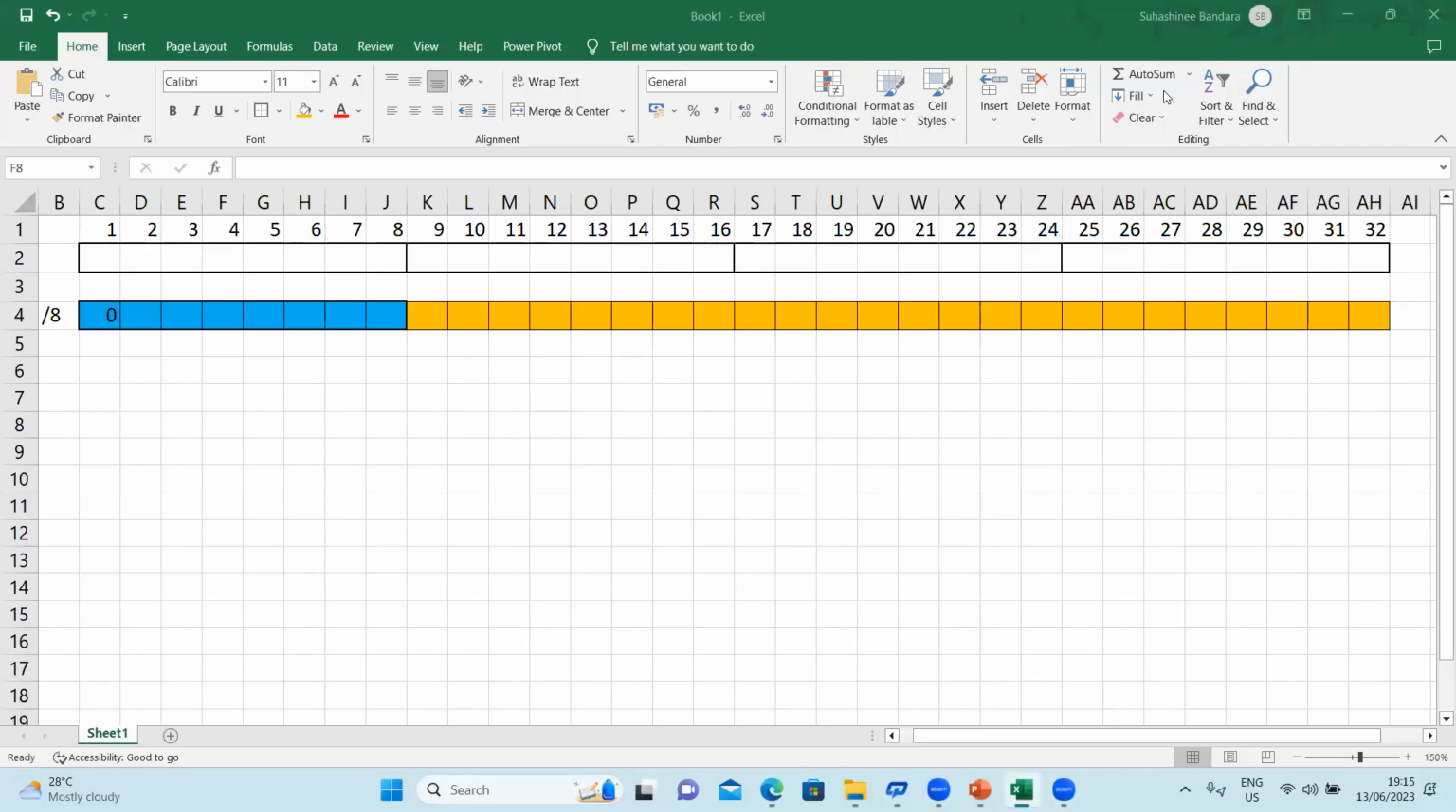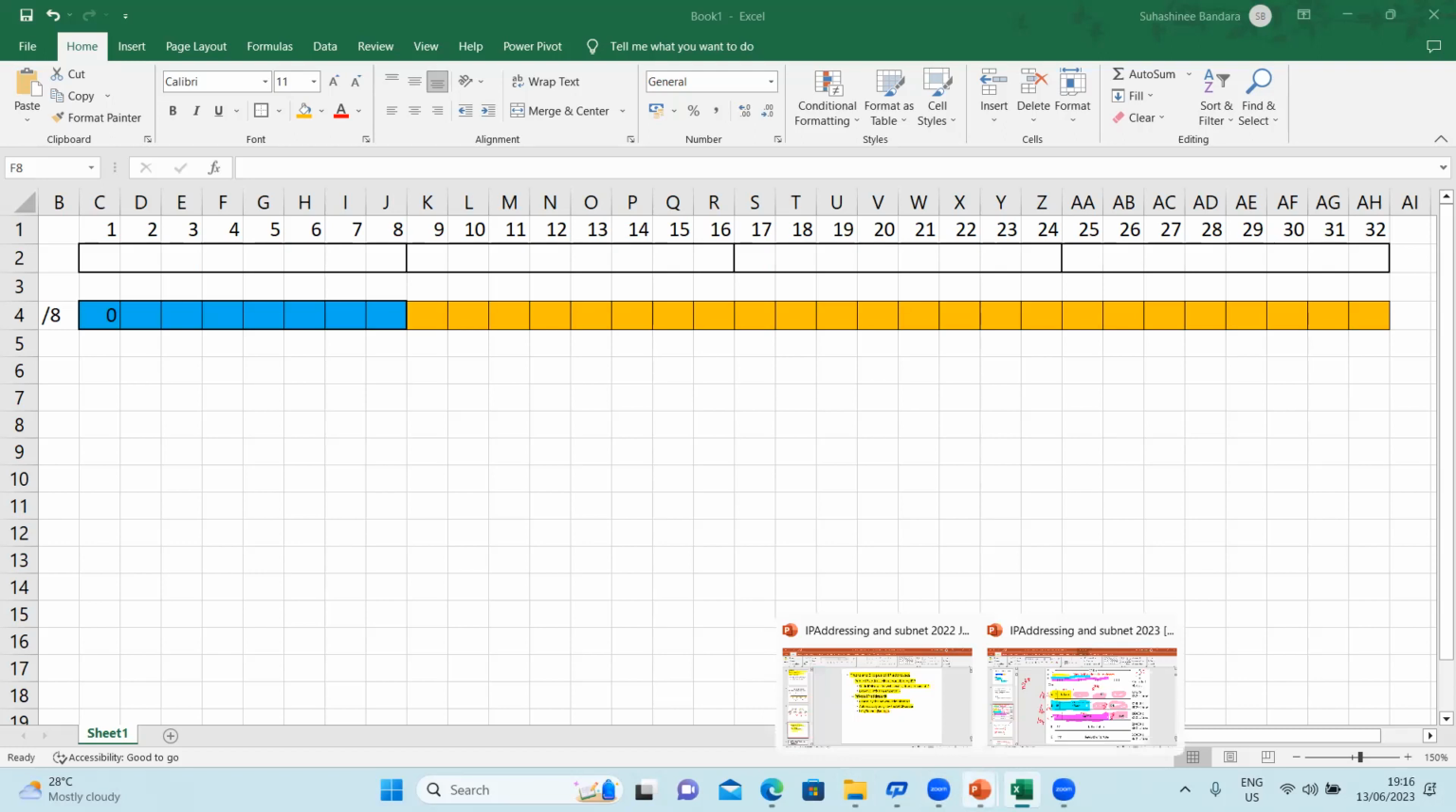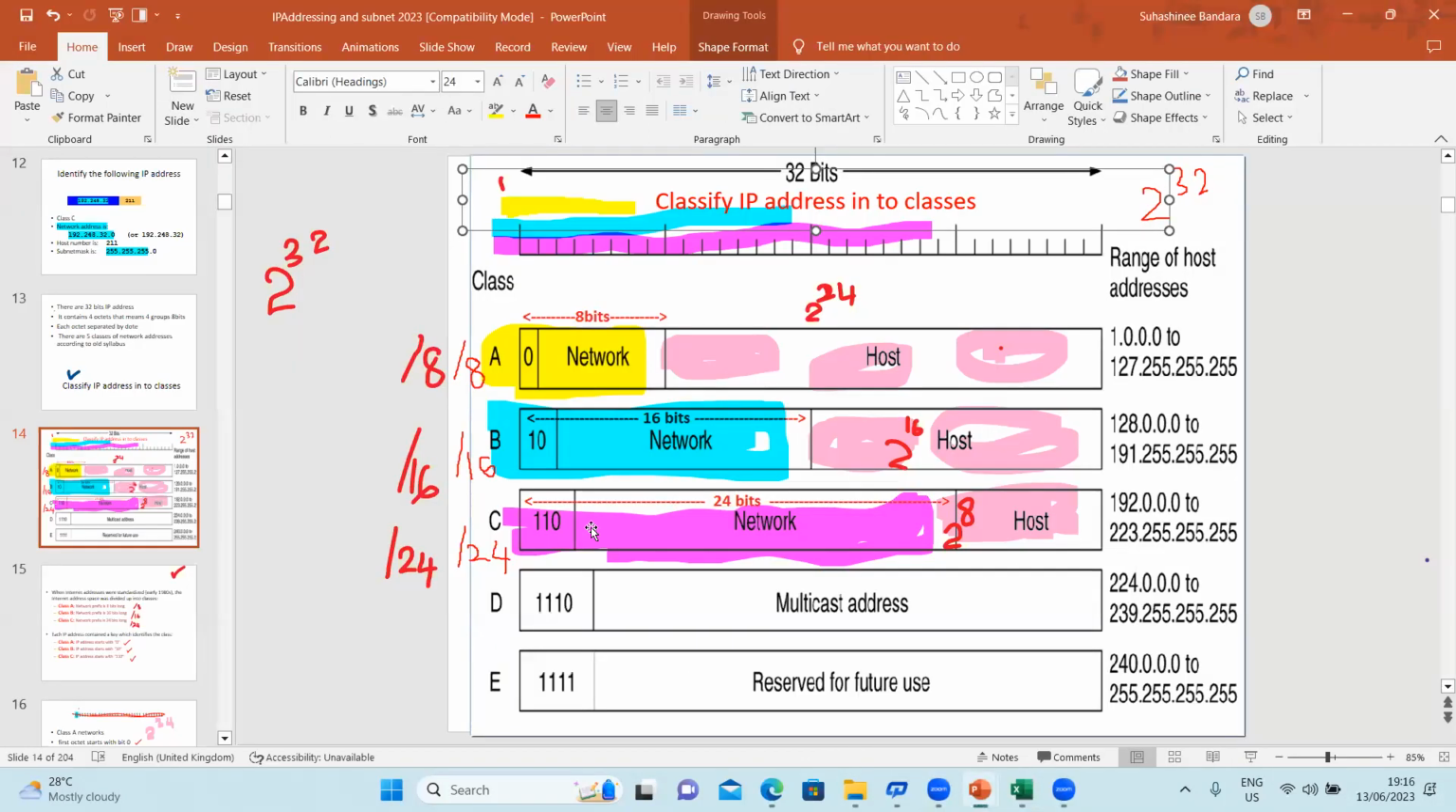So I drew the class A. How many octets are there? An IP address contains 4 octets. Each octet contains 8 bits. Correct? So my first rule is, in the beginning, class A should contain 0, and the first 8 bits, one octet, belong to the network prefix. Okay.